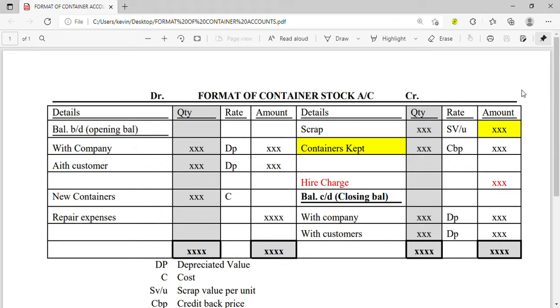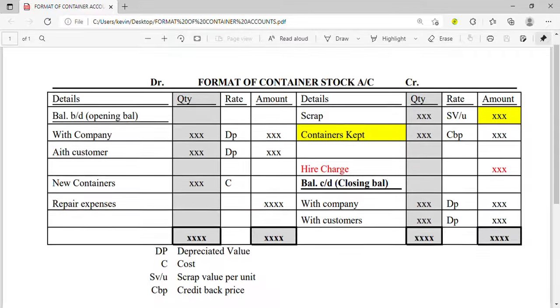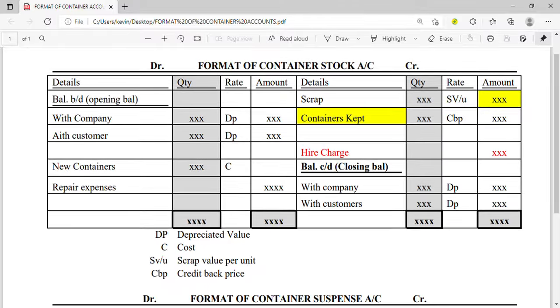Let's look at the formatting of container accounts. First, we said in container accounts we have two accounts, that is the container stock account and then the container suspense account. So we shall first look at the formatting of the container stock account. Since it's an account, it will have the debit and credit side.